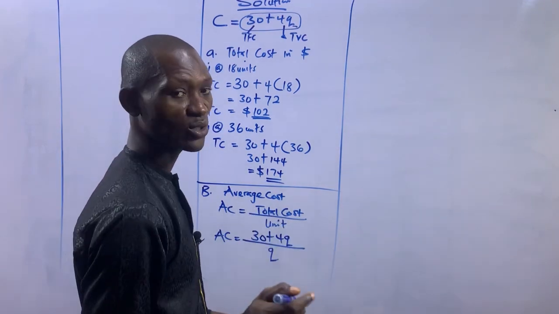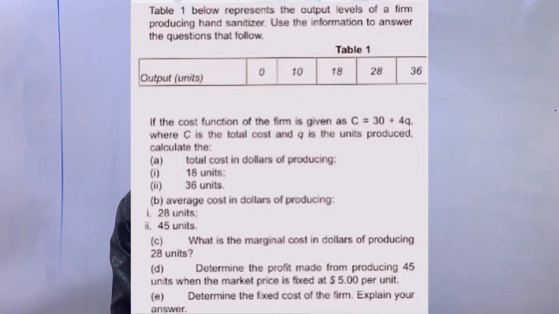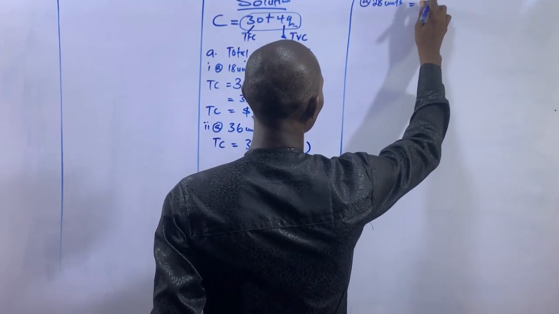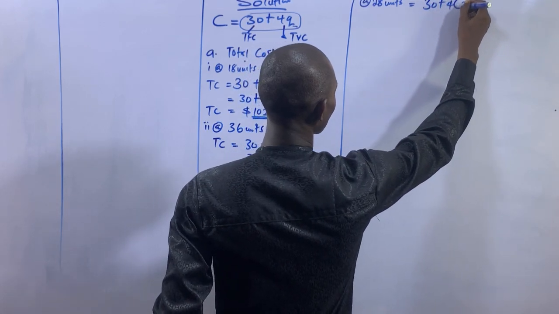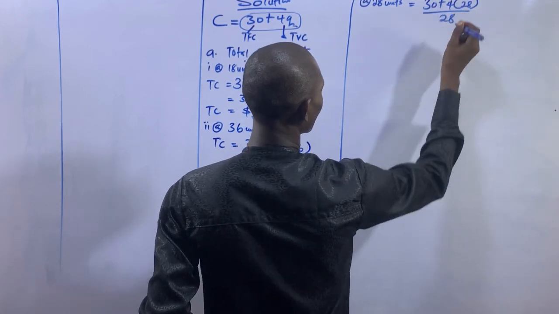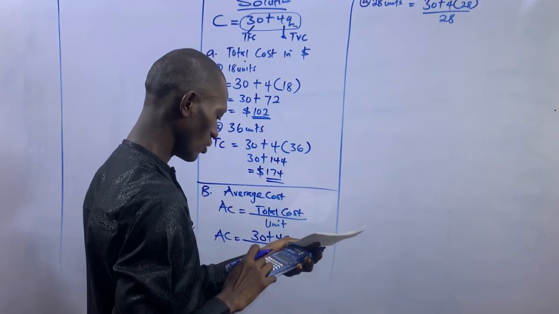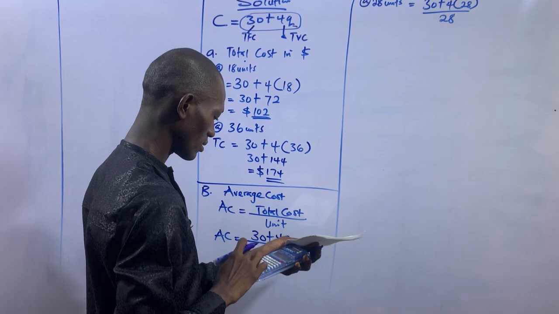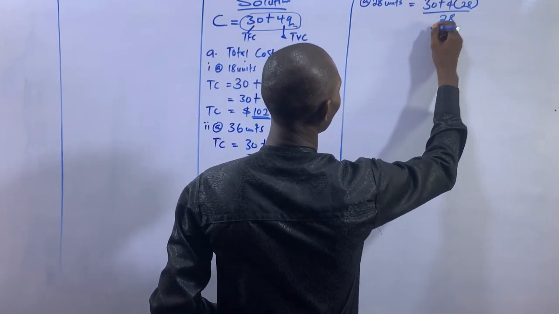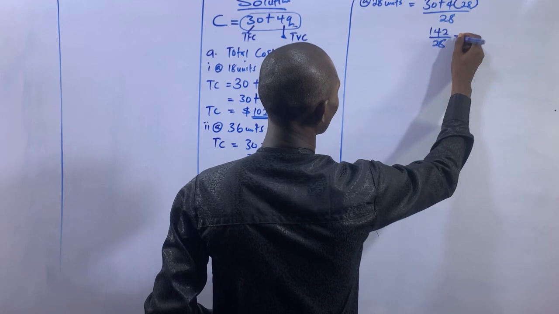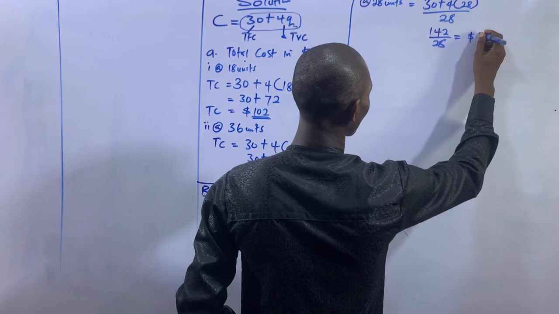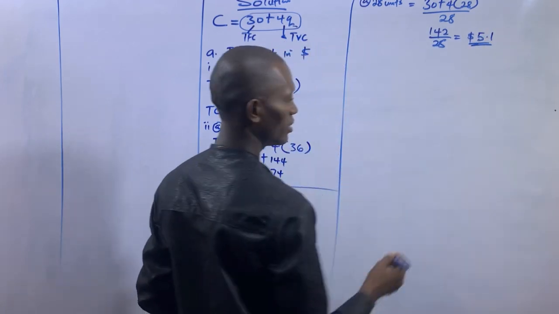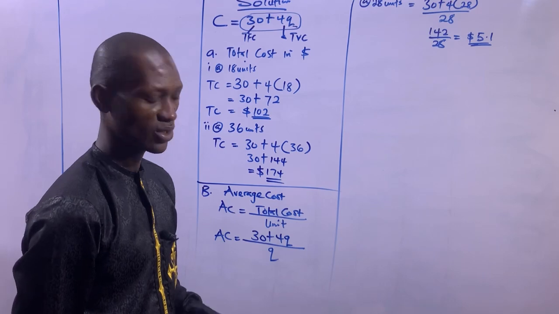So let's determine average cost at 28 units now. That should be 30 plus 4 into 28, divided by 28. So 28 times 4 plus 30 gives us 142, divided by 28. So our answer in dollars is 142 divided by 28, which gives us 5.1 dollars. That's the average cost of producing 28 units.